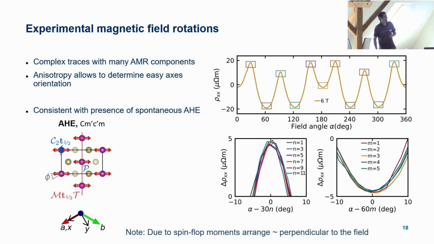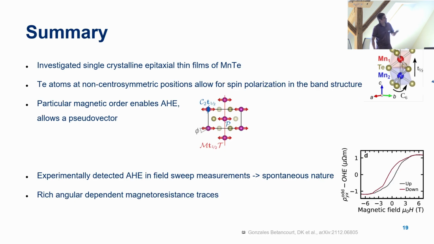With this I would like to summarize. So we studied these manganese telluride thin films. I hope we convinced you that we have a magnetic order which is consistent with this altermagnetic picture, and therefore we could also observe a spontaneous anomalous Hall effect and, let's say, a rich angular dependence in the magnetoresistance.